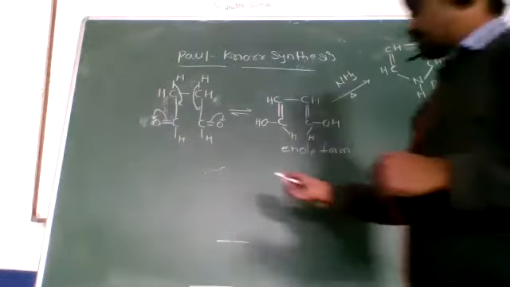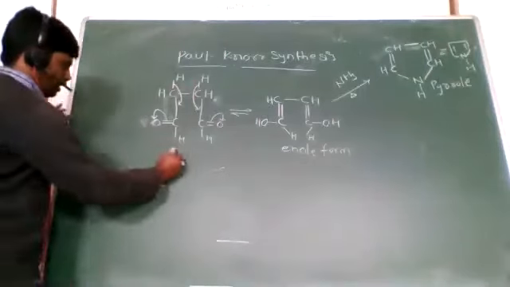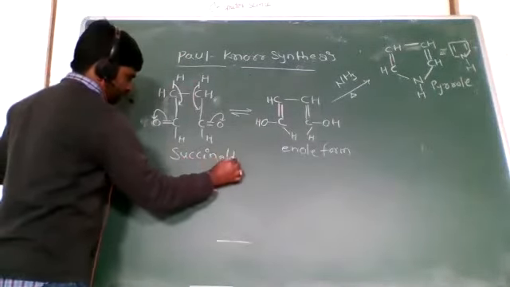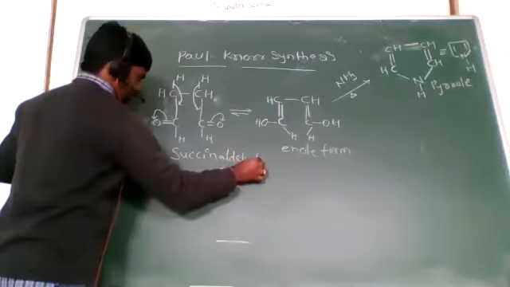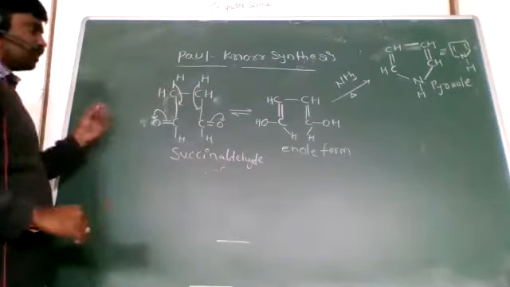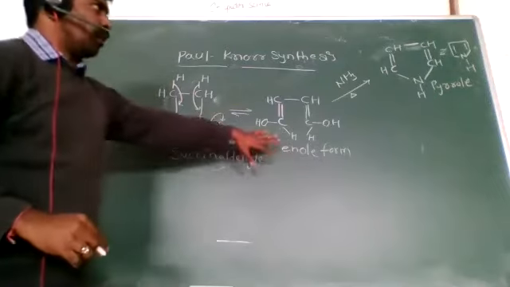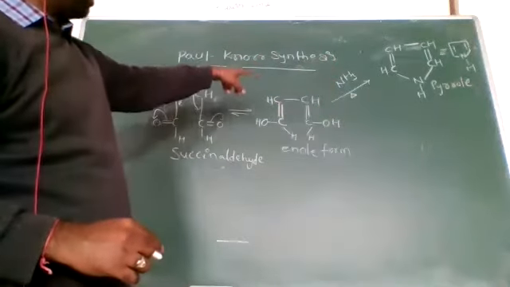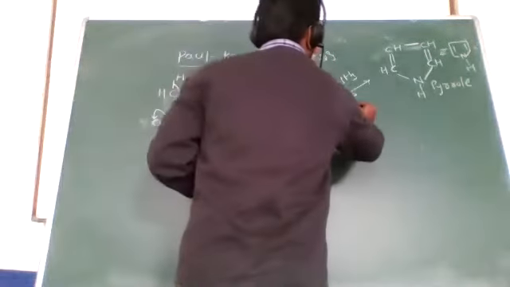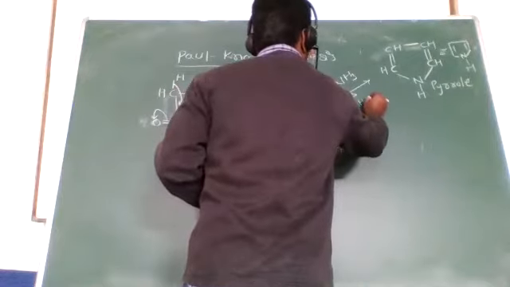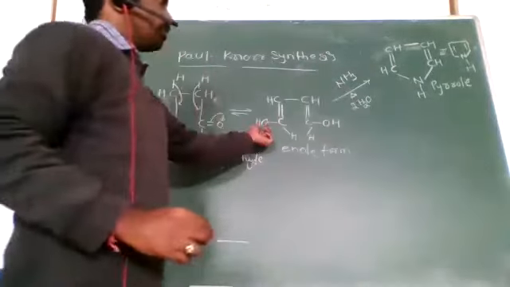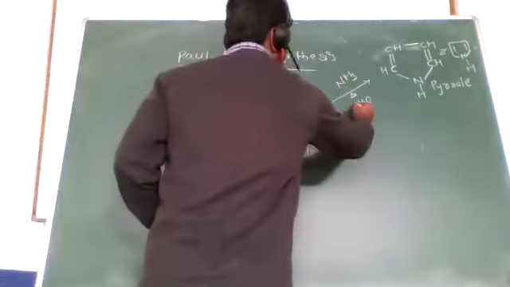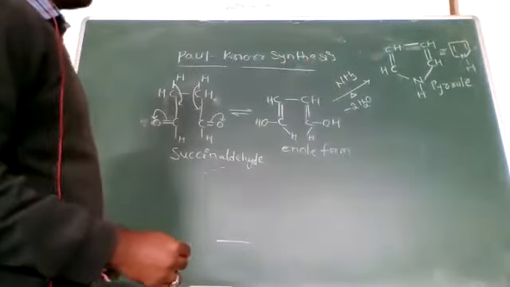Now this is succinaldehyde. What is that? Succinaldehyde. Now the succinaldehyde is first converted to the enol form. After that it is heated with ammonia. Now when it reacts with ammonia, look, 2 moles of H2O are removed here. Here are 2 oxygens, so there is removal of 2 water molecules. And next, we get the final compound pyrrole.